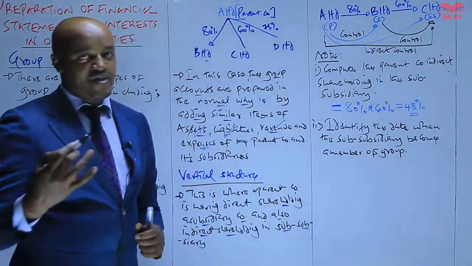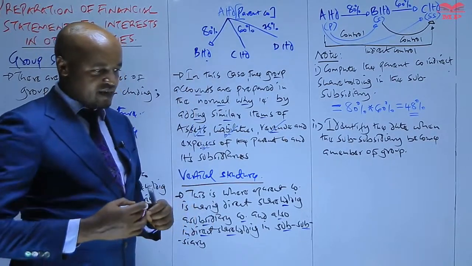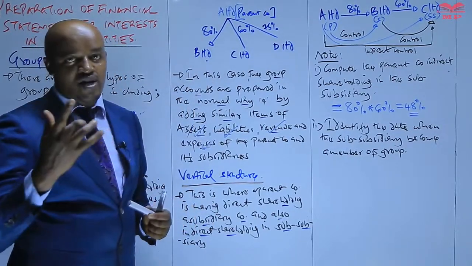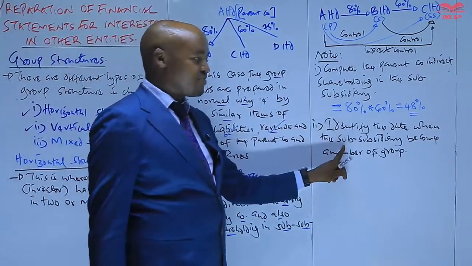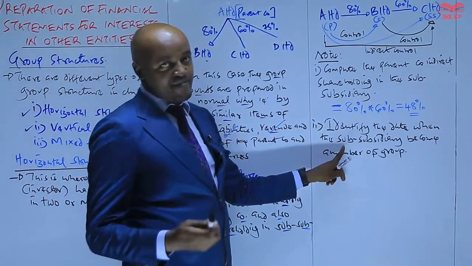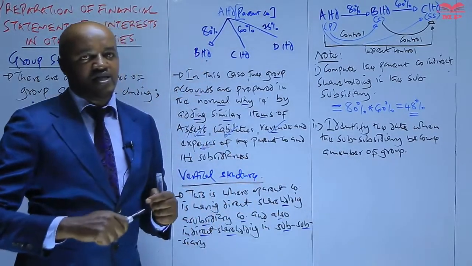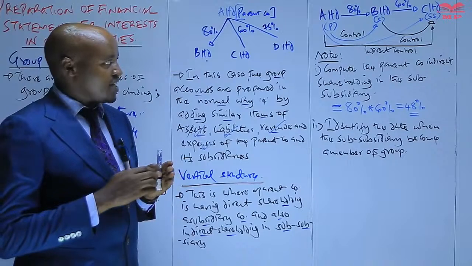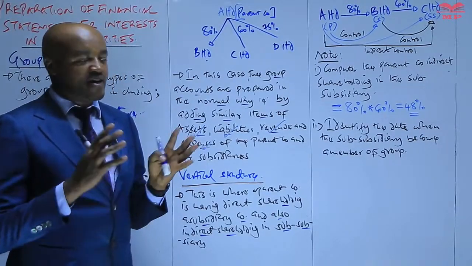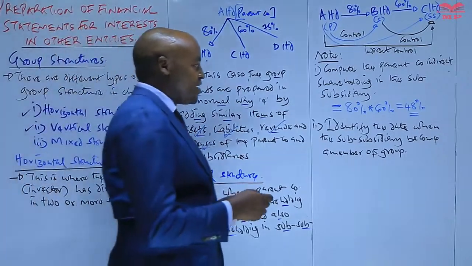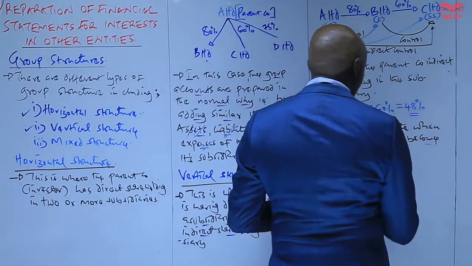And basically that particular date is very, very important, because when, for example, preparing, number one, when computing the goodwill of the sub-subsidiary, you compute it on this particular date when the sub-subsidiary became a member of the group. And also when preparing something like the consolidated income statement, you take into account the result of the sub-subsidiary from the date it became a member of the group. That is why we are saying it is very, very important for you to be able to identify the date the sub-subsidiary became a member of the group.